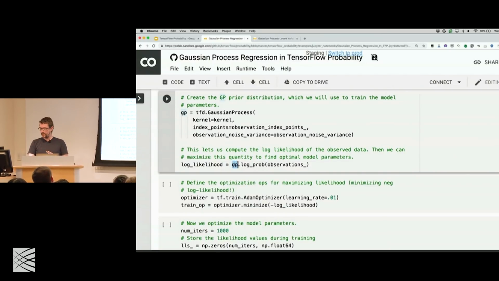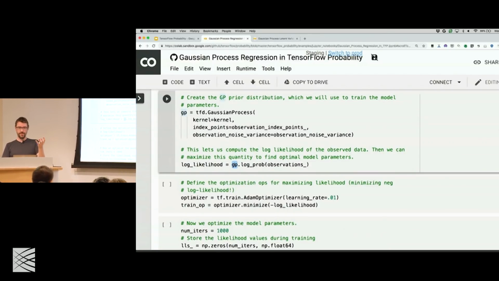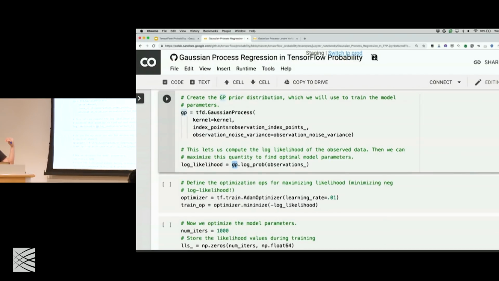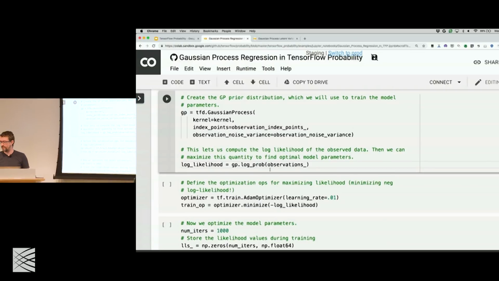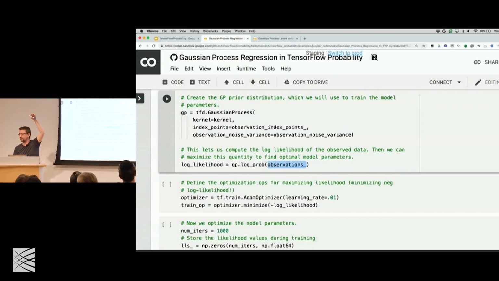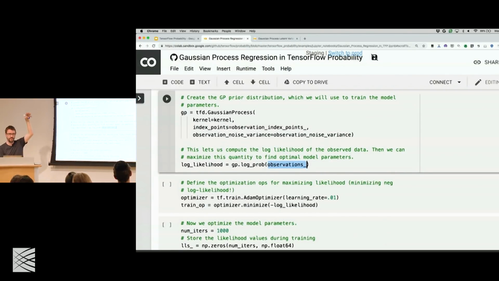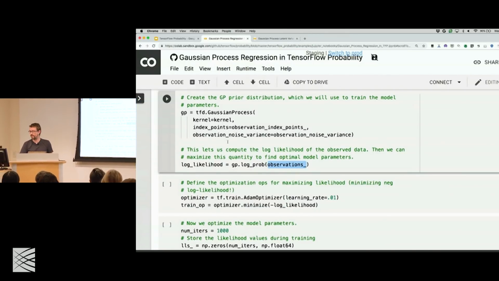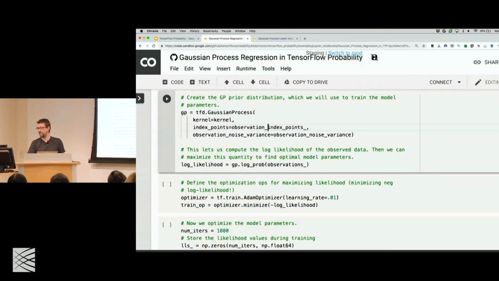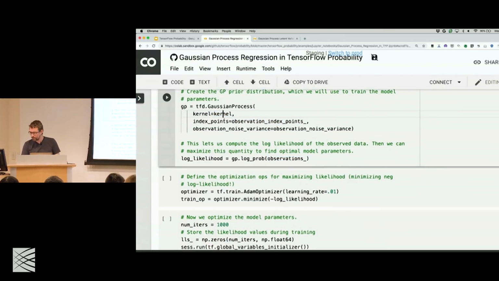So again, this GP boils down to a multivariate normal distribution. The event space, if you will, is going to be vectors of observed data at some finite set of index points. And so these observations are a big Y vector. We took 100 data points here, so it's going to be a 100-dimensional vector of the observations. And this log prob function is going to give us back a scalar, which is the log joint density of those observations at those particular index points for this kernel.